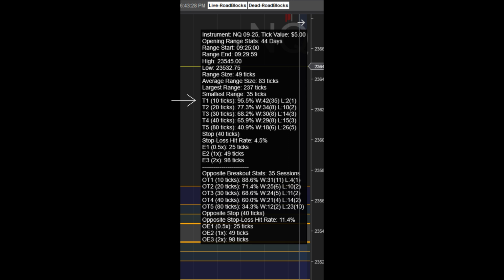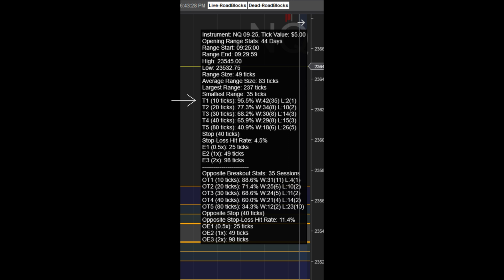Target one at 10 ticks on NQ. 95.5% win rate. Out of the 44 days, we won 42 days and we lost 2 days. So if you are somebody who doesn't like to lose and you just can't take the loss, hey, you got 44 days in a row here. You've only had two losses, and they were spread out. Our biggest win streak was 35, and our biggest loss streak was 1. So you had 35 days of winning 10 ticks on NQ in a row.